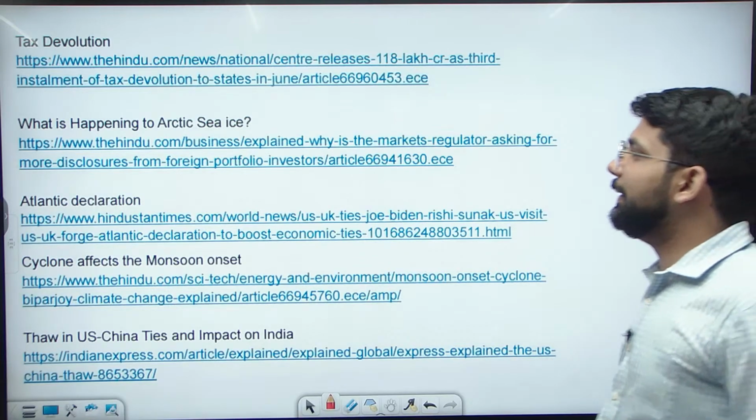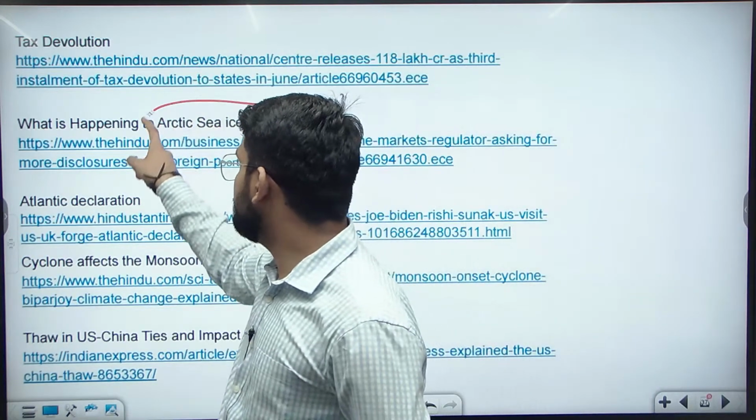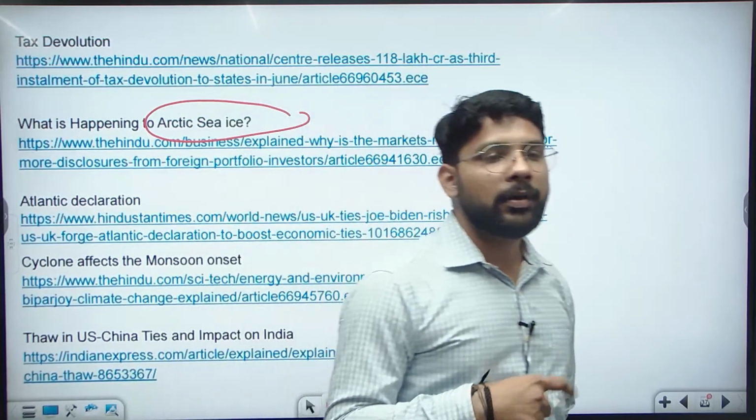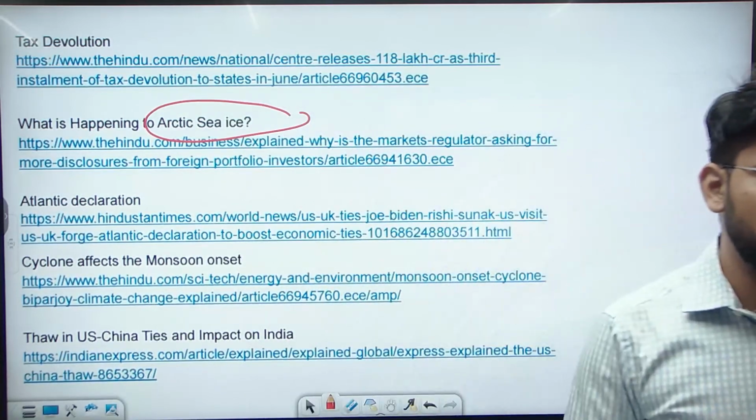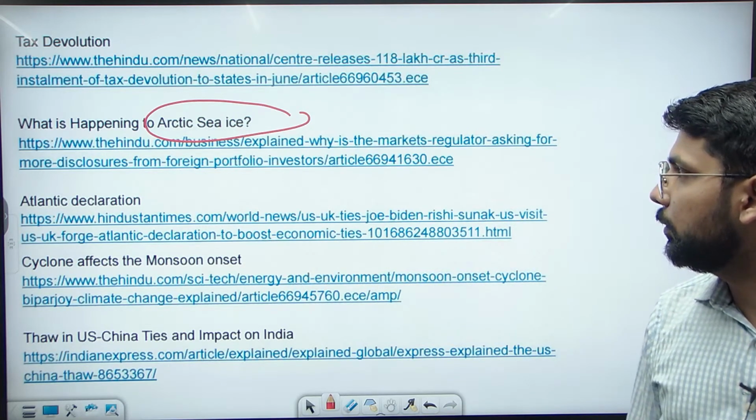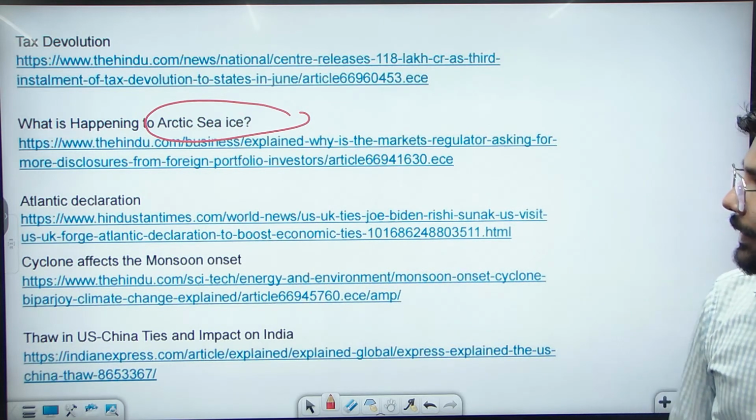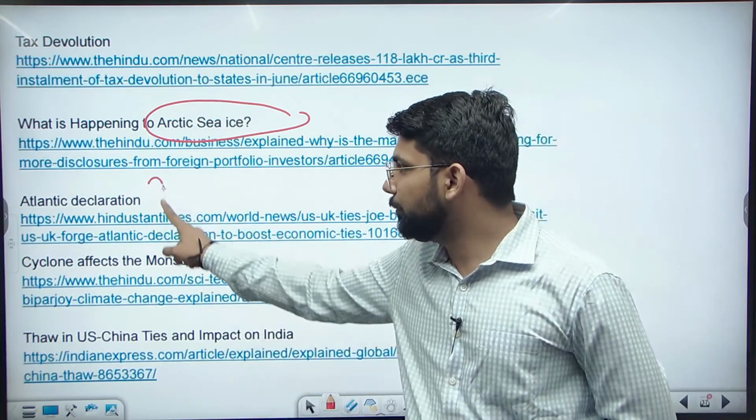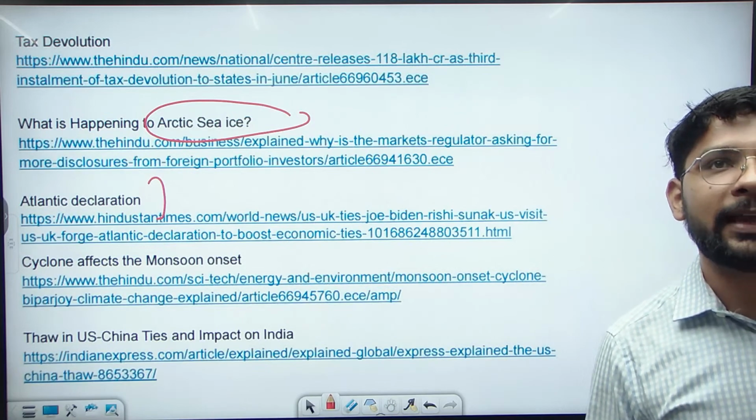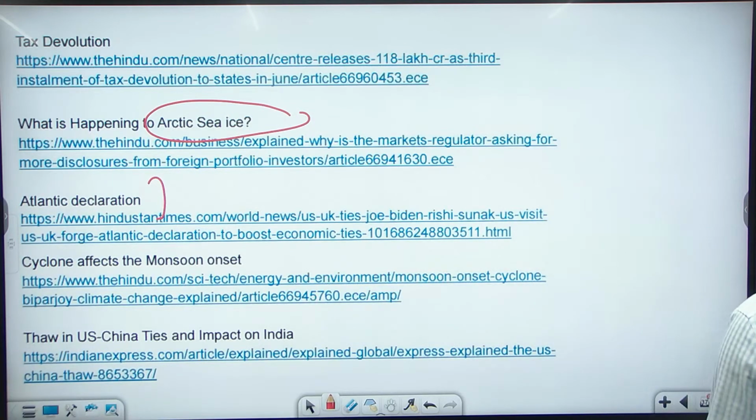And there is continuous melting in the Arctic Sea. तो Arctic Sea में क्या issue है major? You need to read about that. This is from the Hindu also. Next is the Atlantic Declaration. Hindustan Times. It can also be found in the Express as well as the Hindu.